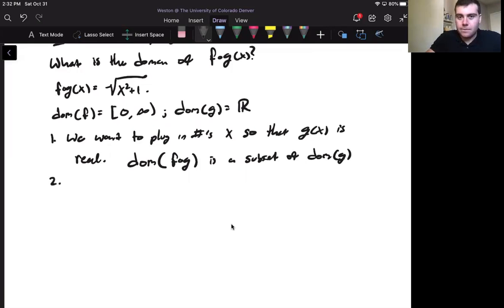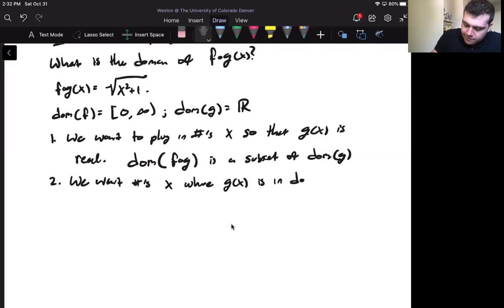Two, we want numbers x where g of x is in the domain of f. So that should hopefully make sense because we're plugging g of x into f. So we want g of x to be some number that's in the domain of f.